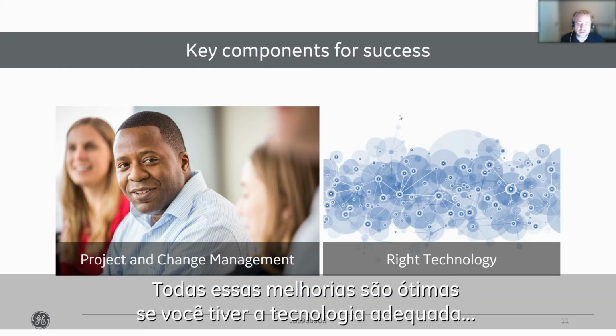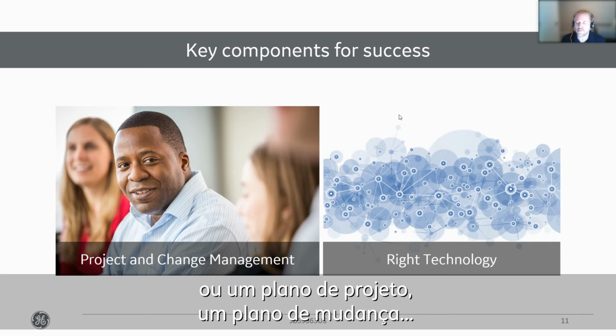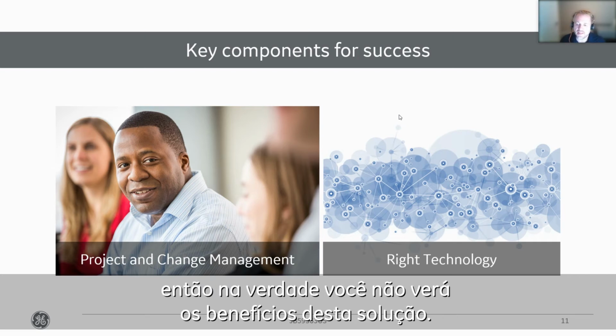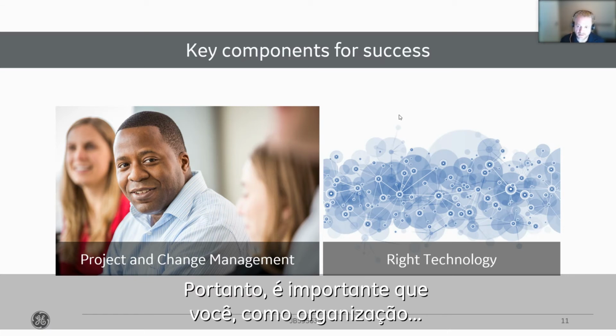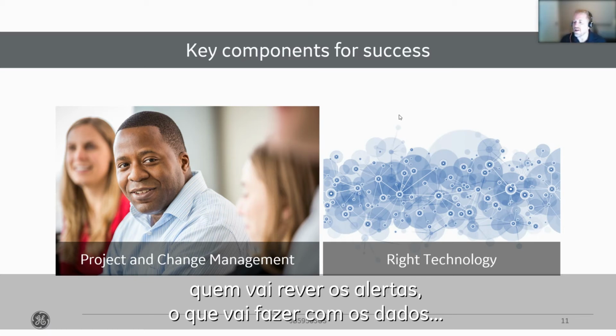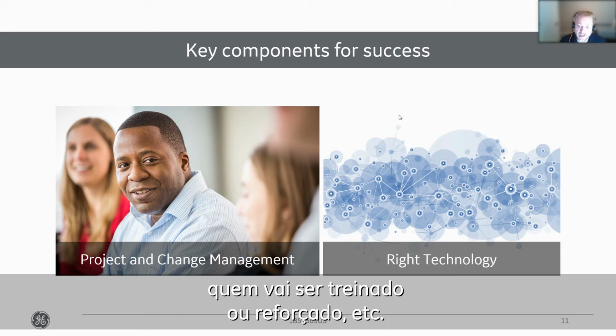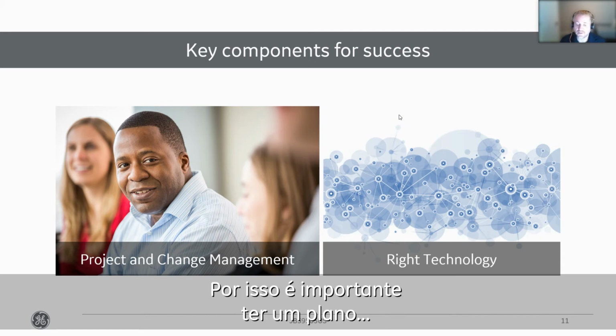Now, all of these improvements are great. If you can have the right technology, but if you don't have a plan of action, a project plan, a plan for change, then you're not really going to see the benefit of these solutions. So it's important that you as an organization understand what your vision is, who's going to be using the system, who's going to be reviewing the alerts, what you're going to do with that data to improve care, who's going to be educated or re-educated, and so on. Right? So it's important to have a plan.